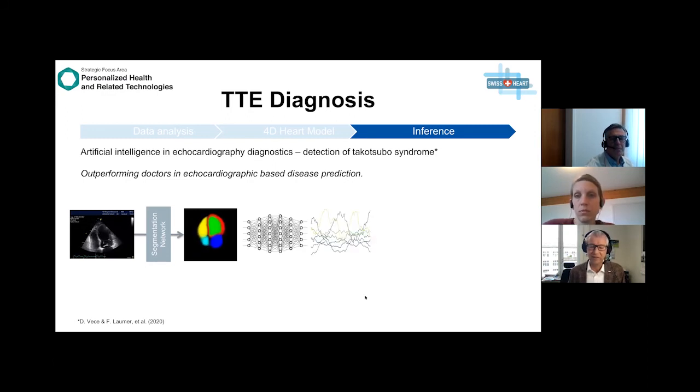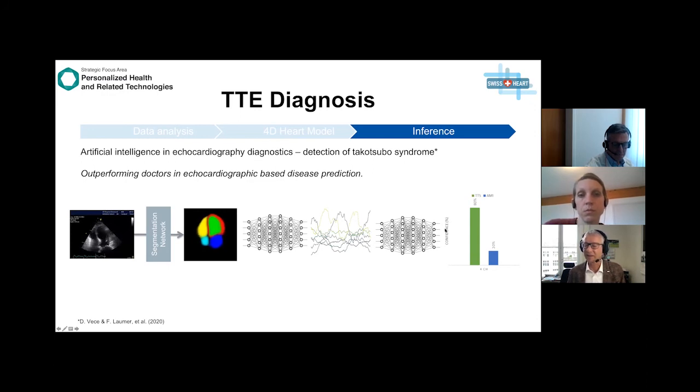You extract then via these network, the time series. That's what you basically get from this analysis. And then you have at the end a network which gives you the risk stratification. So 80% TTS and 20% acute myocardial infarction. So that was a Takotsubo study where we used this type of pipeline to show.